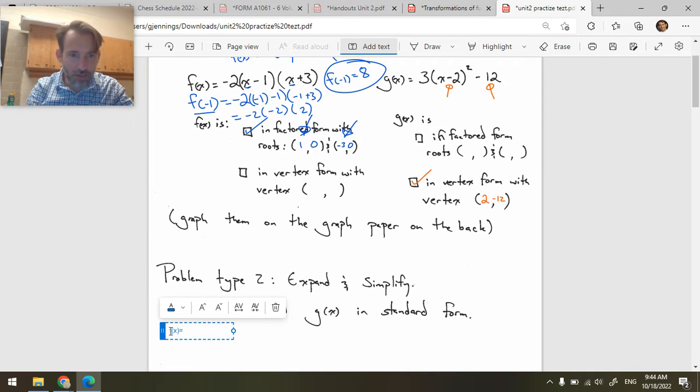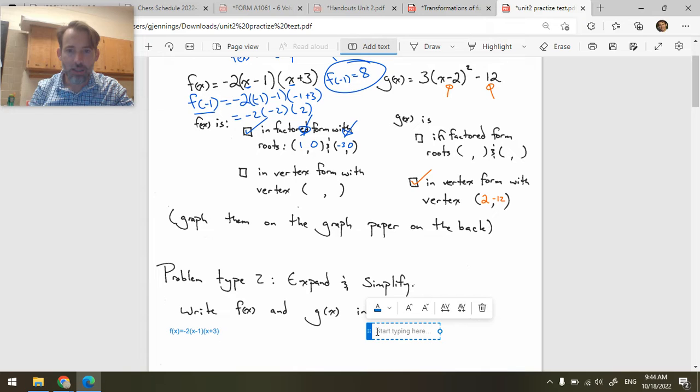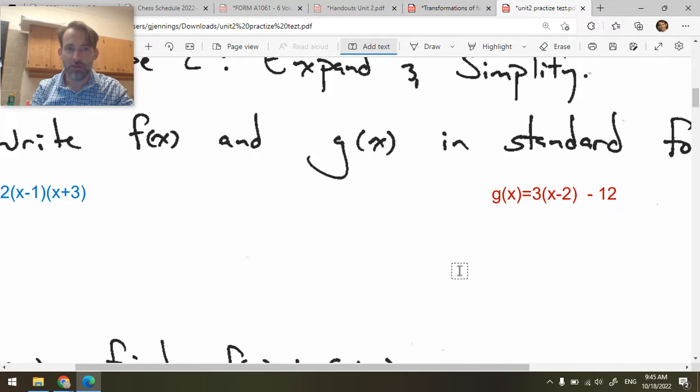F of x is equal to negative 2 multiplied by bracket x minus 1 bracket multiplied by bracket x plus 3 end bracket. Cool. And then let's do another one over here with g of x. And we're going to change the color to red, I guess. And here we go. G of x is equal to 3 multiplied by x minus 2. I can't do a squared here, so I'm going to do it with my pen, minus 12. Okay. Now, let's zoom in. I've got them copied down carefully.